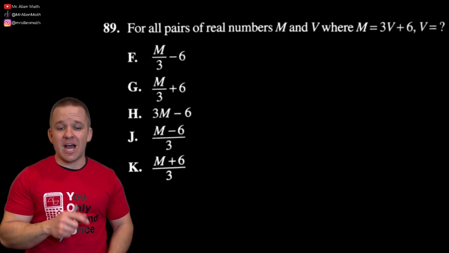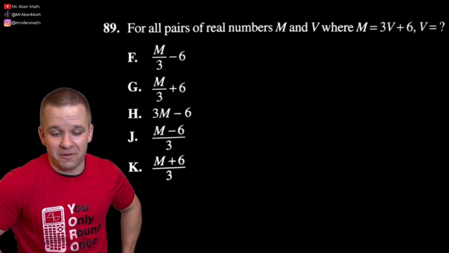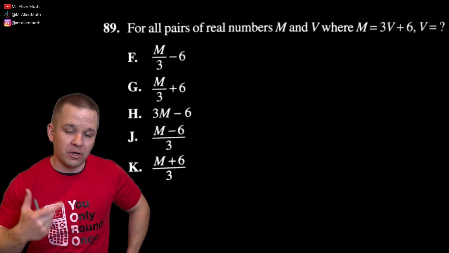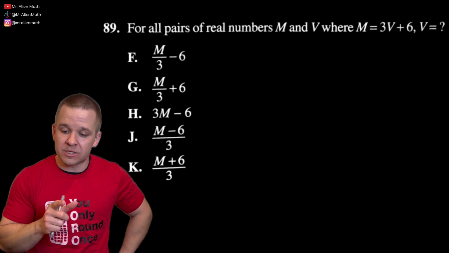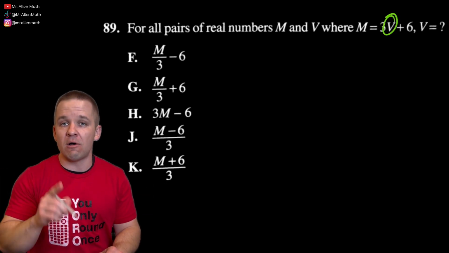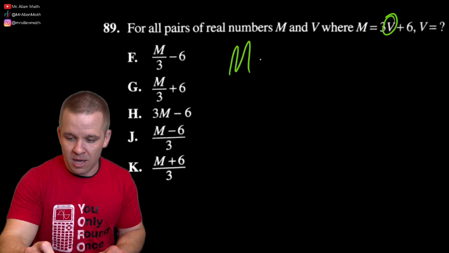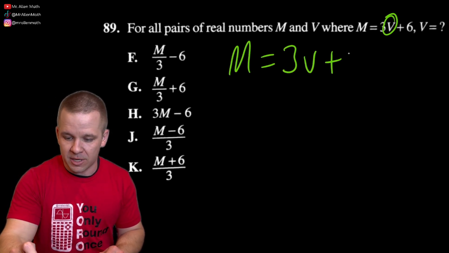All right, last one for you guys. We got a literal equation, meaning it's filled with a bunch of variables. We're solving for a particular variable. I have for all pairs of real numbers, m and v, where m equals 3v plus 6. What does v equal? So all I'm trying to do here is solve for v, get it in terms of v. So I'm going to rewrite it right here. We got m equals 3v plus 6.